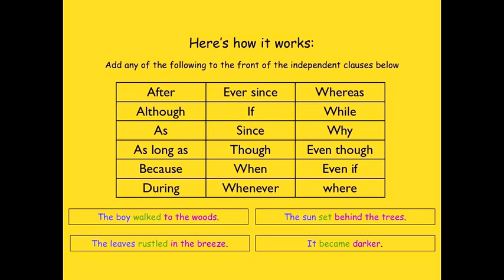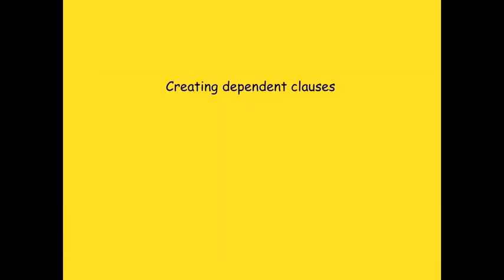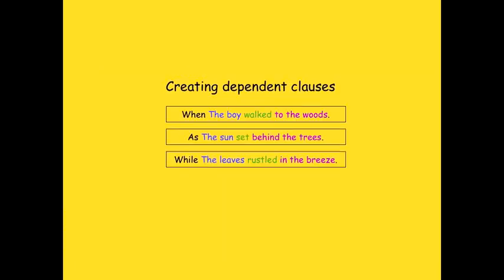These are all simple sentences. They all can work alone. But if we take any of the subordinating conjunctions above and put them in front of the independent clauses, they become subordinate clauses. What you get then might look like the following: when the boy walked to the woods, as the sun set behind the trees, while the leaves rustled in the breeze, because it became darker. Obviously, these are no longer complete thoughts.